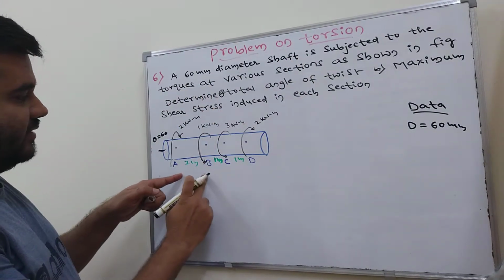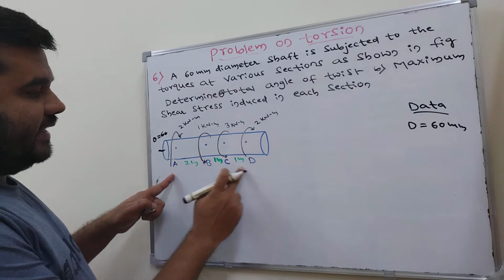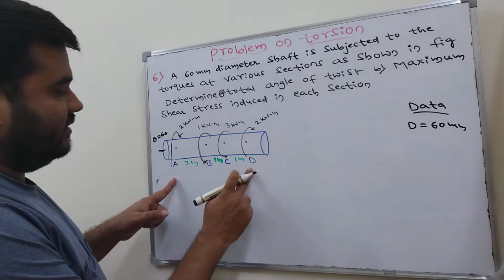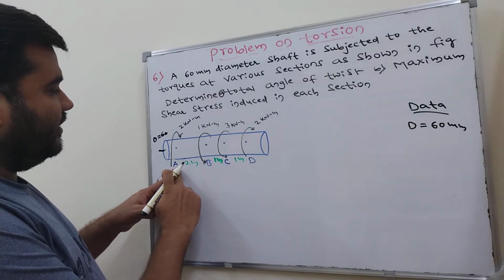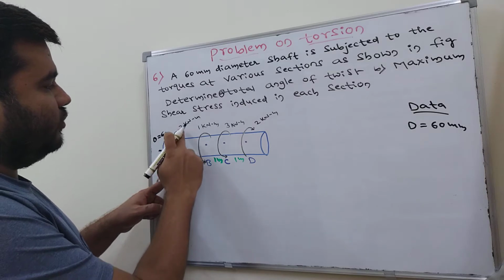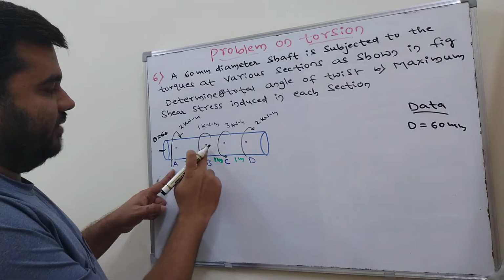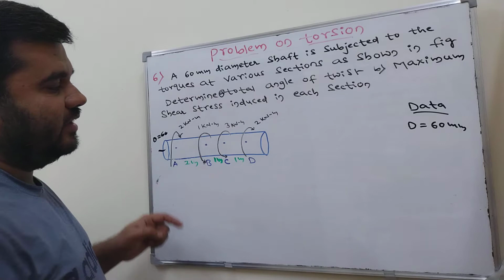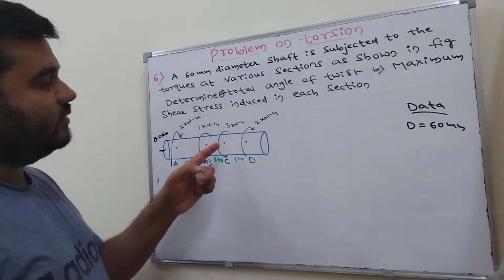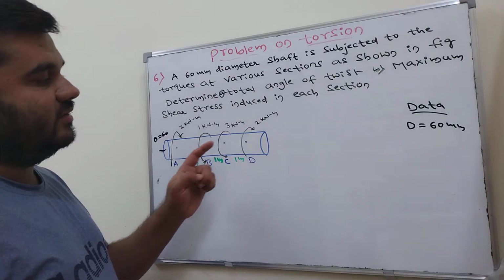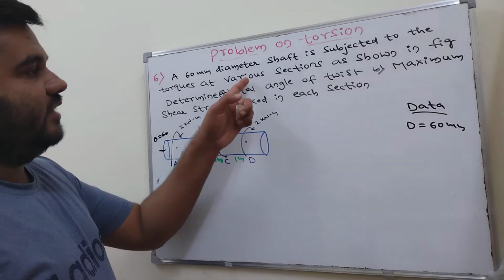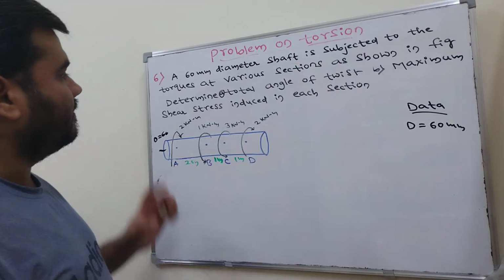If you see the picture here, at A, B, C, D, there are 4 sections. At point A, it is subjected to a torque of 2 kilonewton meter. At points B, C, and D, in all 4 points, it is subjected to torques of different values, at various sections as shown in figure.